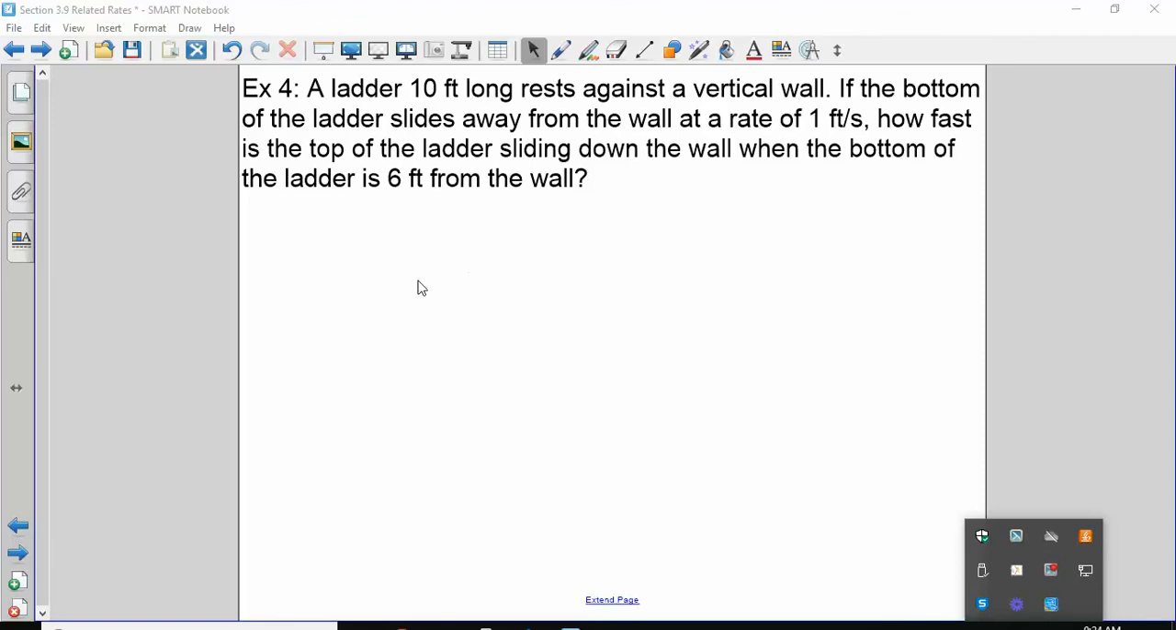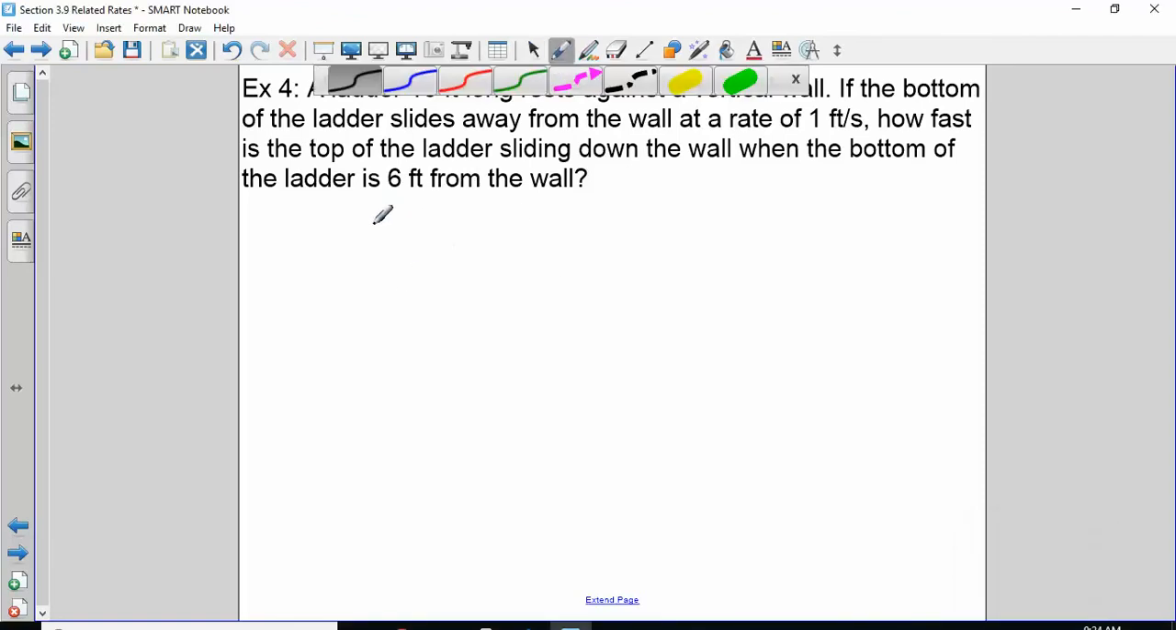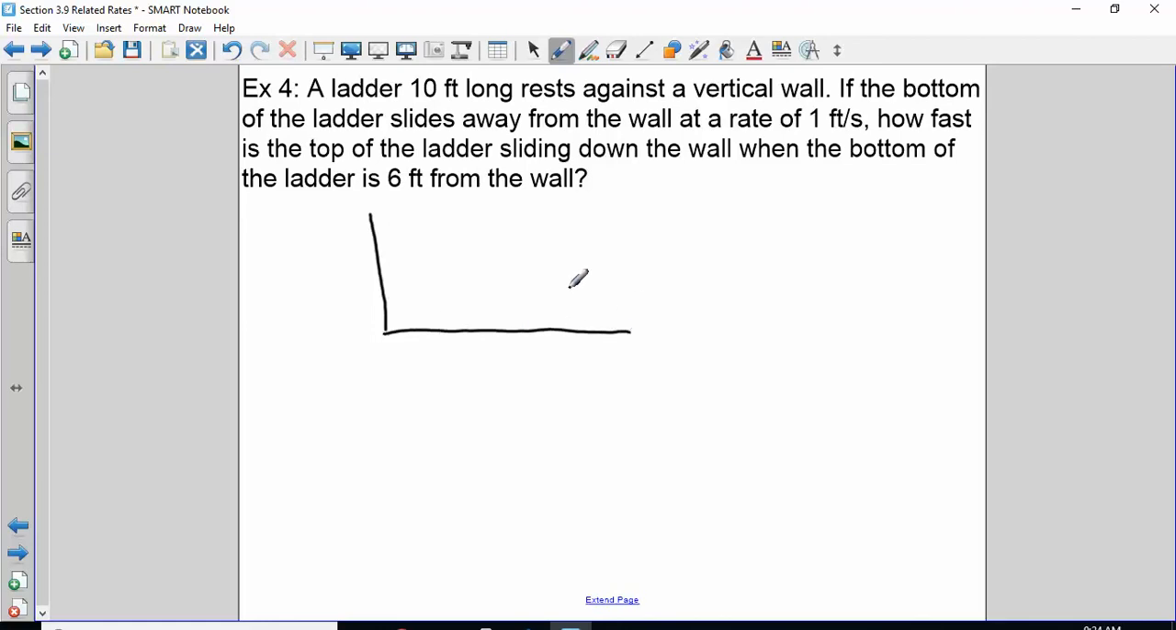A ladder resting against a vertical wall. So it looks like this. Where does the ladder go? Okay, it's the hypotenuse here. So does the length of my ladder change? No, so we can go ahead and label it. It's 10.